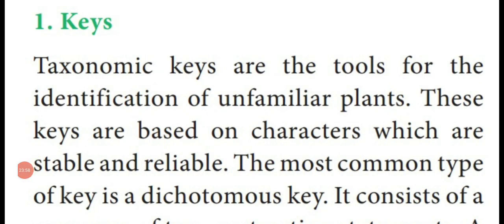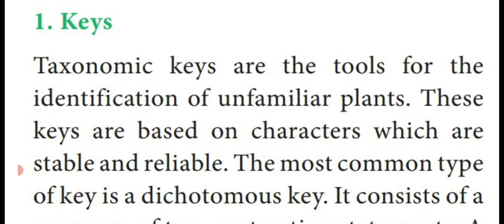First one, key. These taxonomic keys are tools for the identification of unfamiliar plants. So these keys are used for the unfamiliar plants. Dear students, in your surroundings or an ecosystem, we are able to know certain types of plants. Whenever we see the plants in any other area, we are able to identify them. Those plants are known as familiar plants. For example, jasmine, rose, hibiscus, then lily flower, like that, isn't it? Marigold, chrysanthemum. But some unfamiliar plants are identified with the help of the tool known as taxonomic keys.